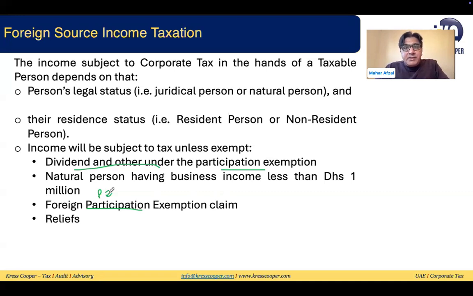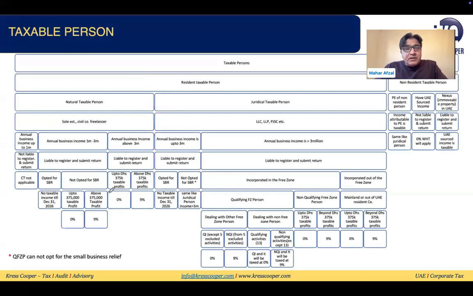If income is exempt, then while calculating the taxable income in the UAE, they will not consider this exempt income in their calculation. They will not consider the related expenses as well. It is an apple to apple comparison. Income is not subject to tax, so expenses will not be deductible either. So this is a general rule.